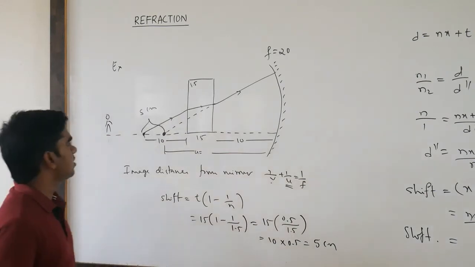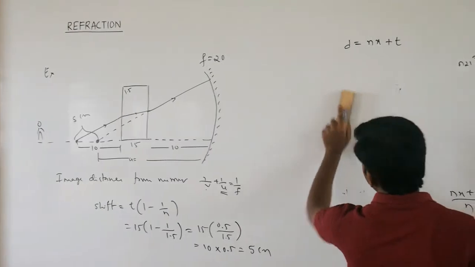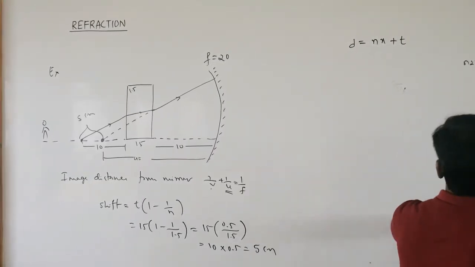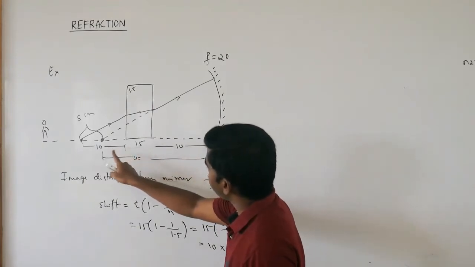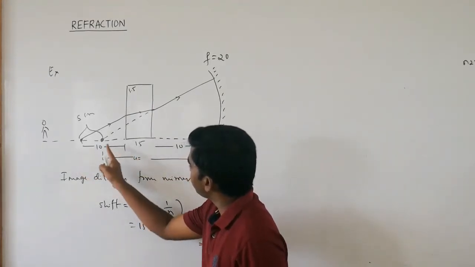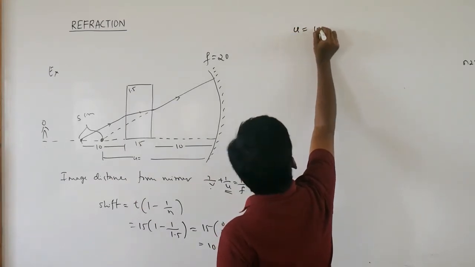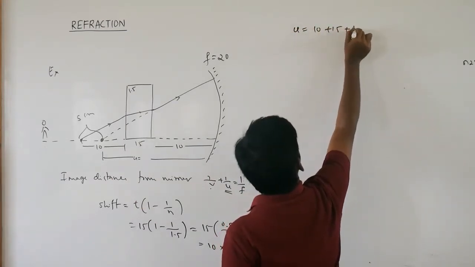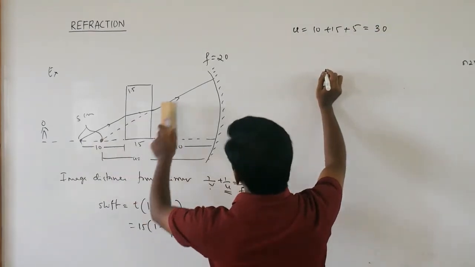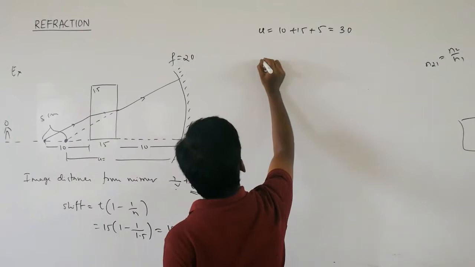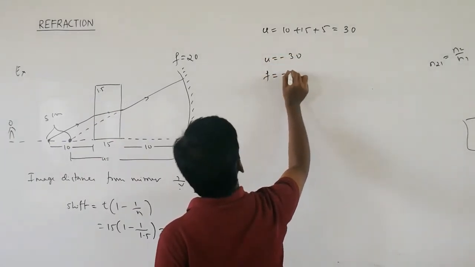Now what will be the object distance? The object distance is going to be 35 minus 5 centimeter. That means from here to here 10, from here to here 15. Now it should not take 10, you have to take 5. So the object distance u is equal to 10 plus 15 plus 5. So this will become 30. But it is there on this side of the concave mirror. So u equals minus 30. f equals minus 20.